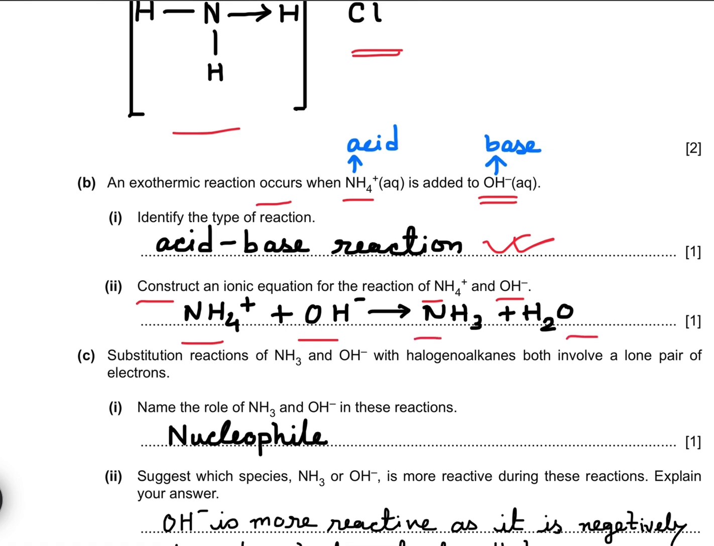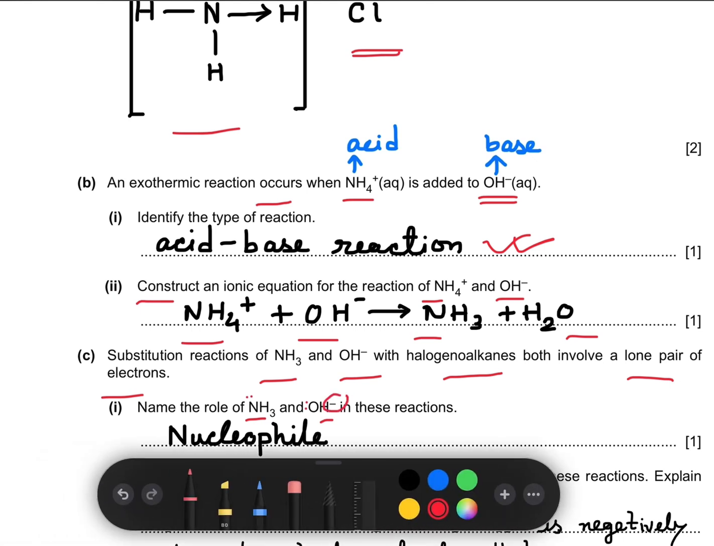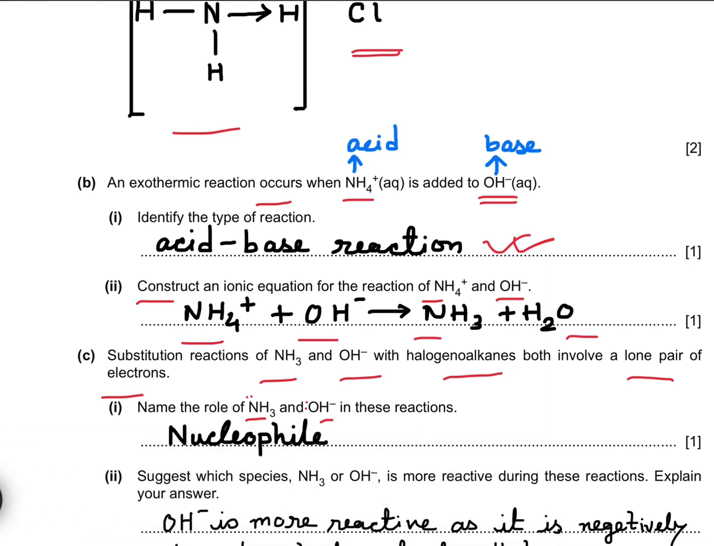C. Substitution reactions of ammonia and hydroxide with halogenoalkanes both involve a lone pair of electrons. 1. Name the role of ammonia and hydroxide in this reaction. So in this case both ammonia and hydroxide have a lone pair. In ammonia, nitrogen has a pair of electrons, and for hydroxide, oxygen has a lone pair of electrons and a negative charge as well. So we can say both of them are nucleophiles.